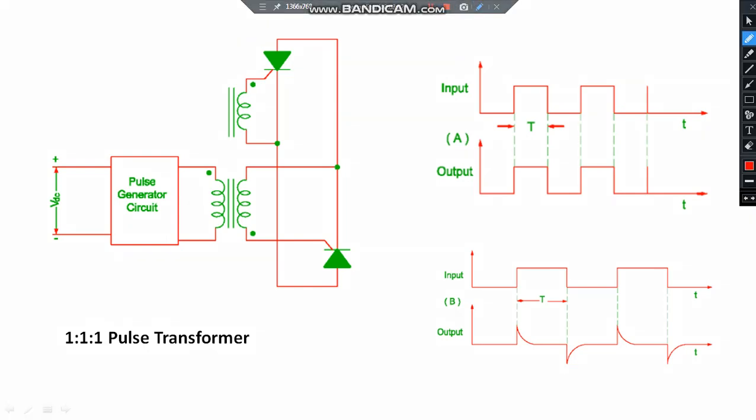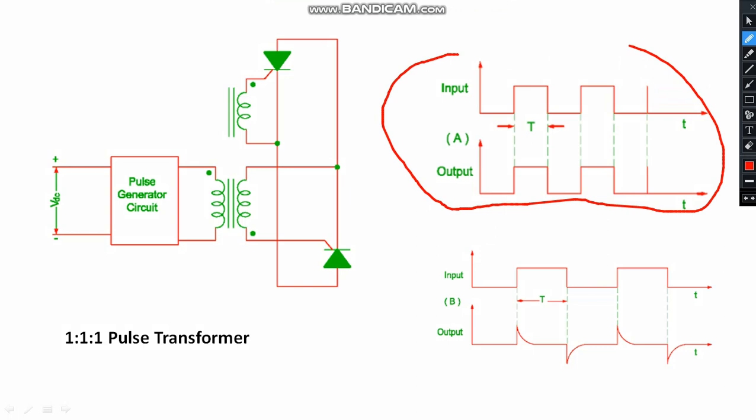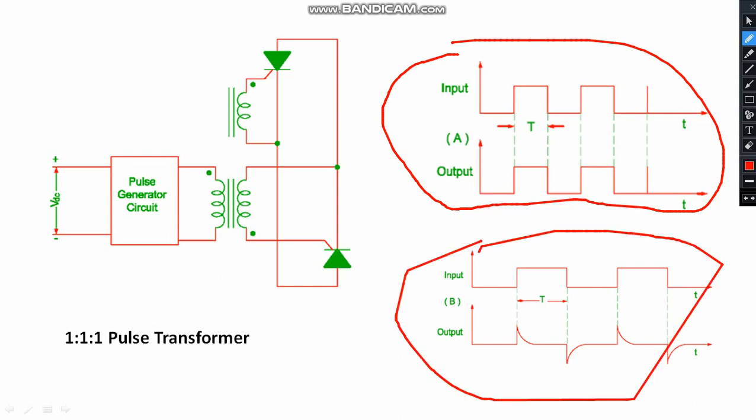Look at the first waveform. This waveform depicts operation at high frequency. You know that a pulse transformer is convenient to operate at a high frequency. If the pulse transformer is operated at a low frequency, the waveform will be like this. That point also you have to remember.